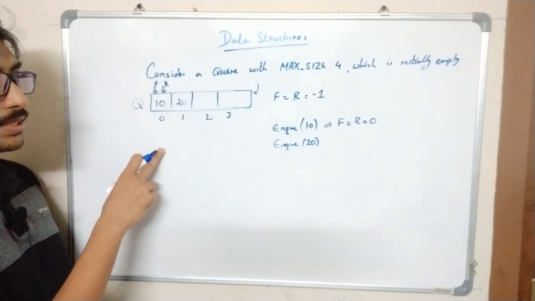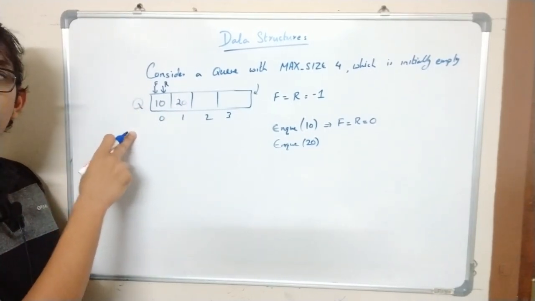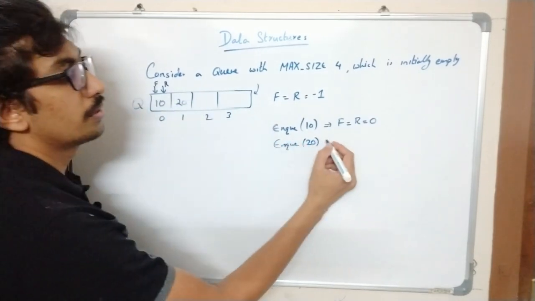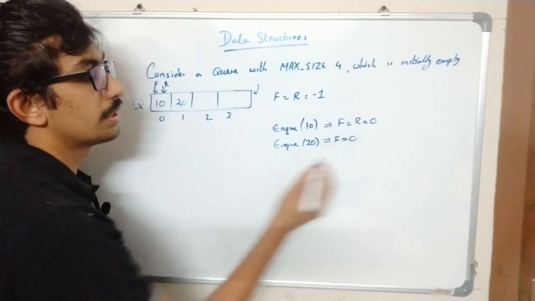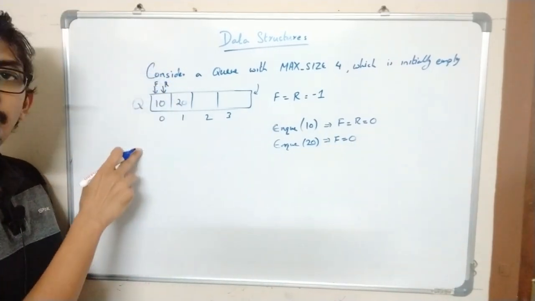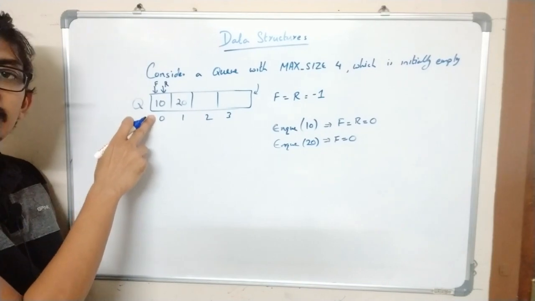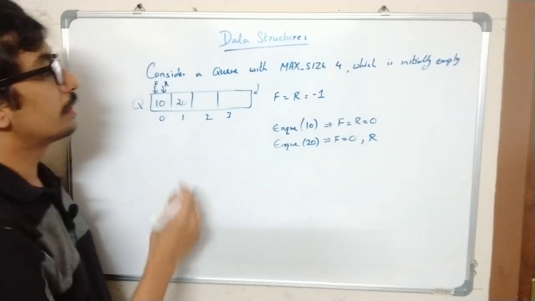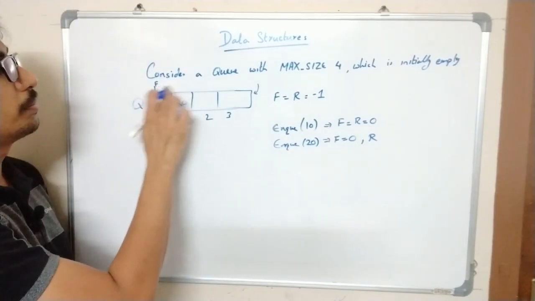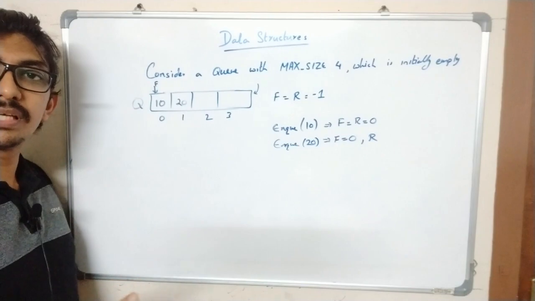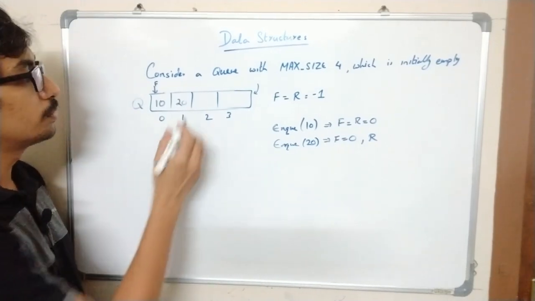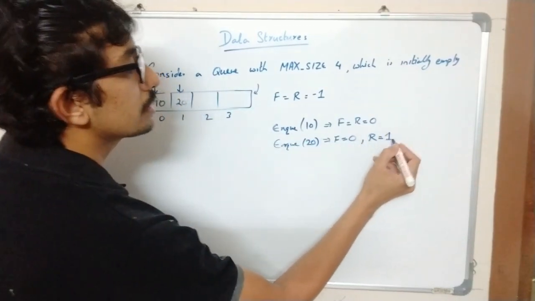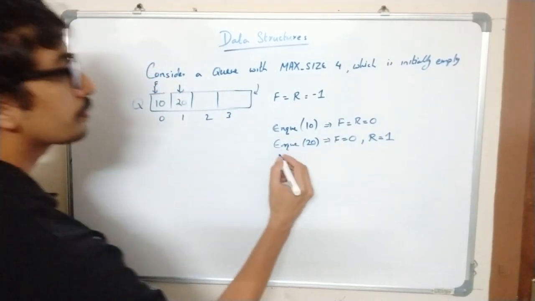So now if you ask, where is the first person standing, or who is standing at the front? 10 is standing at the front, which means the front value will not change. The front pointer will always point to the element which is standing at the first position. And what about the rear? The rear will be pointing to the element which is at the last position of the queue, which means R will be pointing to 20. So R is at index position 1.